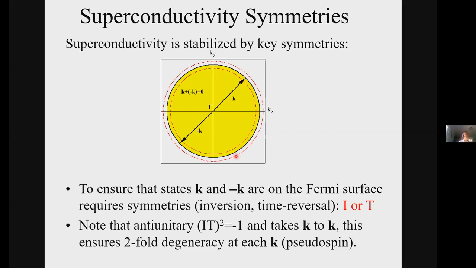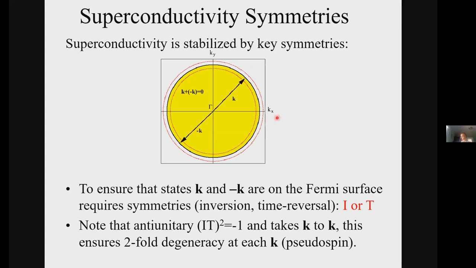Let me turn then to the key arguments behind this topological protection. The essential point, emphasized by Phil Anderson years ago, is that superconductivity is stabilized by key symmetries. In particular, to have a weak coupling instability, you have to have fermions at momentum k that are degenerate with fermions at momentum minus k, and the only way to guarantee that degeneracy is through symmetries. And in 3 dimensions, there's only 2 symmetries that allow that, and that's inversion or time reversal symmetry.